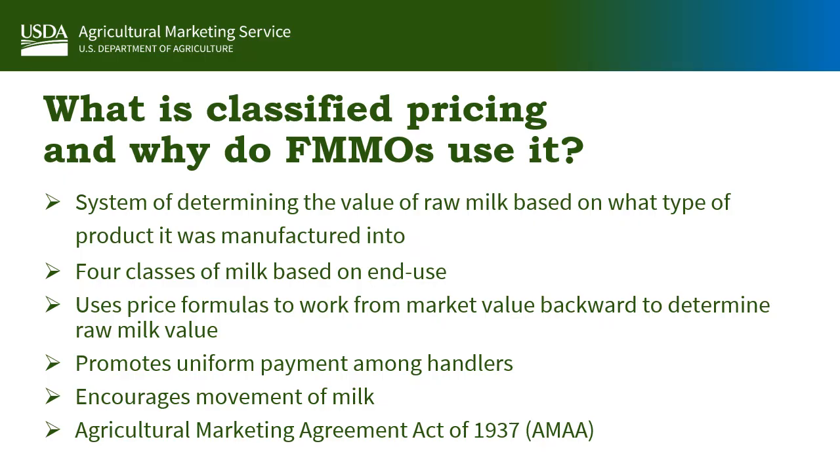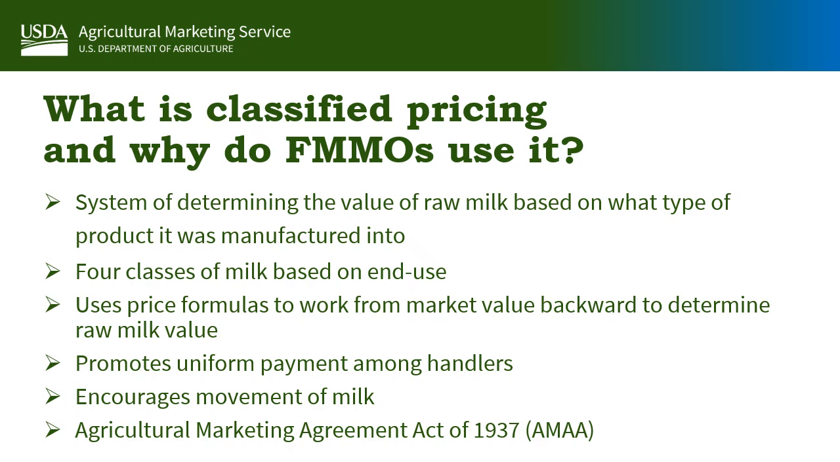Handlers regulated on the FMMO system therefore do not have to compete over the prices of raw milk. They know their competitor is paying at least the same minimum price for the raw milk used. This allows handlers to use their resources to compete on other factors such as processing, transportation, or marketing costs.